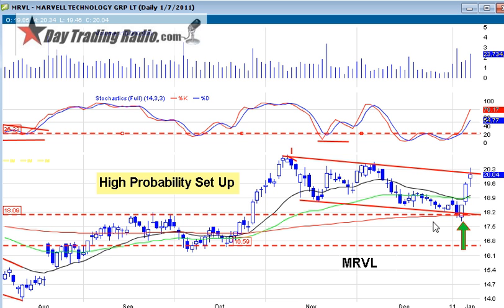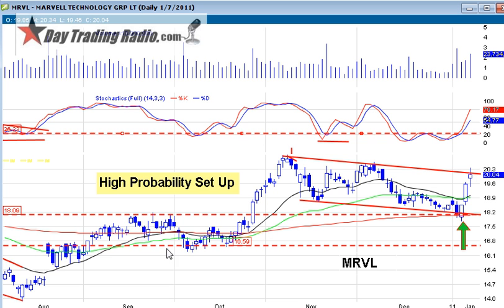So Marvell was one that we spotted a couple of weeks ago into this lower trend line, upward 200 period moving average, down oversold stochastics. This is a pure high probability setup, and that's the one reason I wanted to bring you this example on the board that took off.